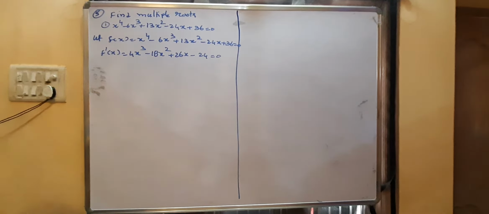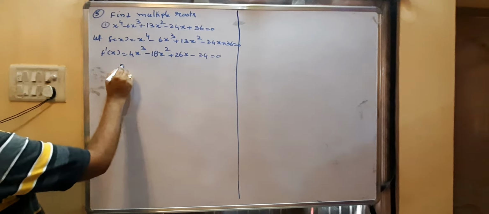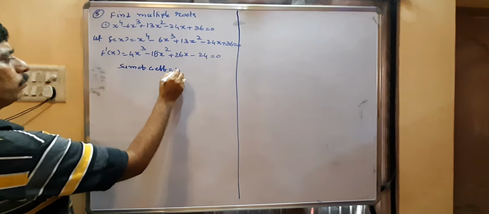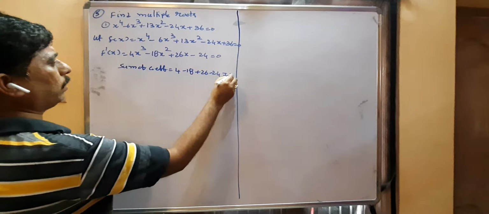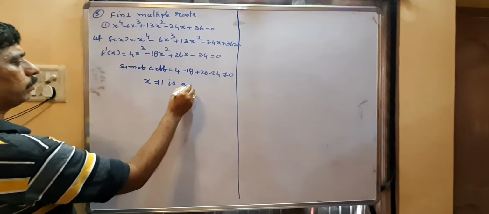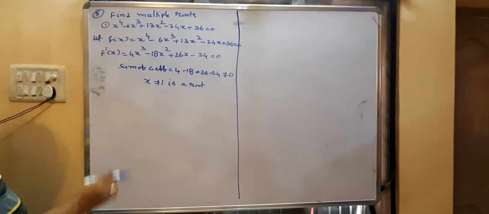This is a cubic equation. You have to find the roots of the cubic equation. Roots of the cubic equation means you can go for trial and error. Sum of the quotients not equal to 0: 4 - 18 + 26 - 24 not equal to 0, which means x = 1 is not a root. Alternate plus minus is definitely a positive root you have.